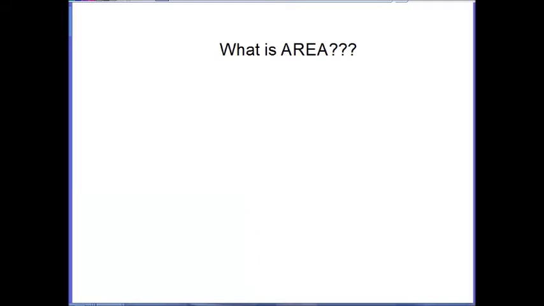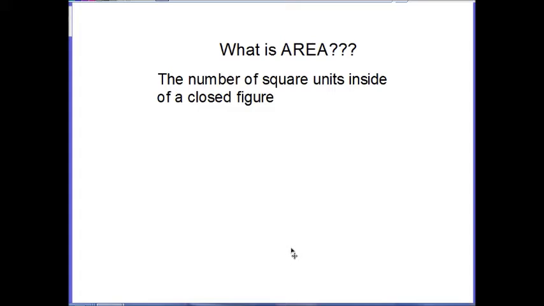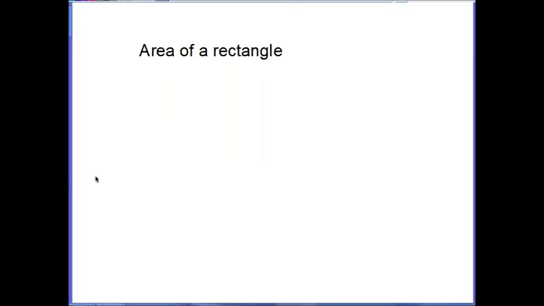So first, we have to actually understand what area is. Area is the number of square units inside a closed figure. So as long as we have any type of shape, in other words the sides are connecting and there's no sides overlapping, we can find out what its area is, which is the amount of space on the inside.